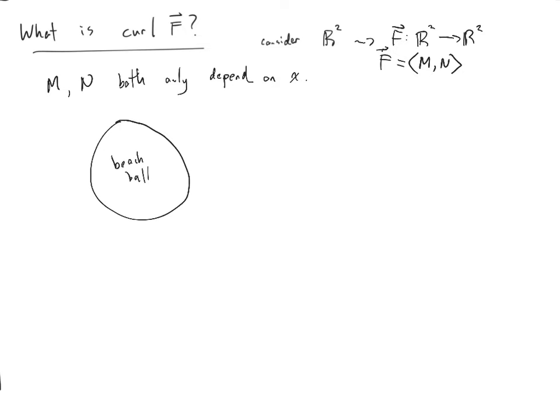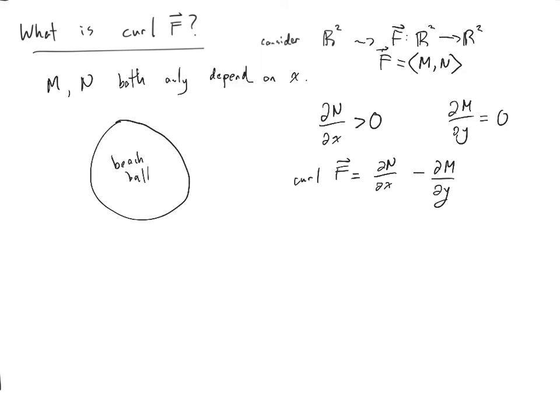And let's assume first that dn/dx is bigger than 0, but because they both depend on x, dm/dy is just identically 0, so I don't have to care about that. And remember, my scalar curl looks like dn/dx minus dm/dy. So in this case, where dn/dx is positive, and I'm getting rid of the d/dy garbage, the second term, this is positive. So what does positive curl look like?